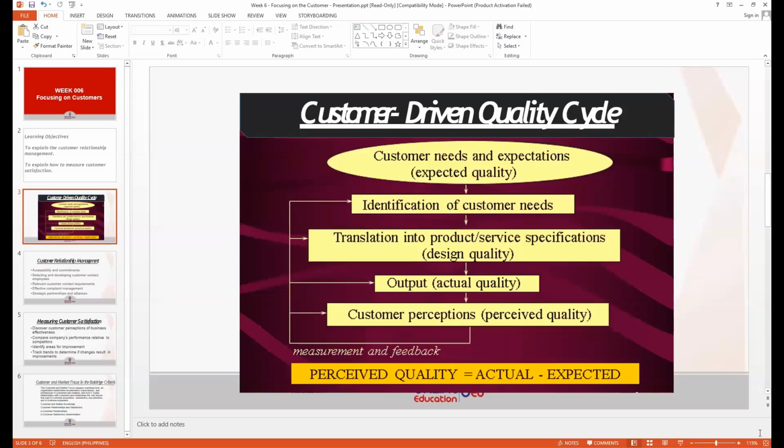But in total quality management, in the formula for perceived quality, the actual performance of the product should meet the customer expectation, or rather not only meet but go beyond the customer expectation. That's why the formula is actual minus expectations. The customers have expectations, but when they perceive the quality, they are satisfied beyond their expectations.